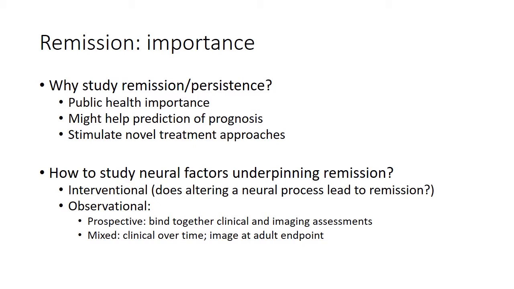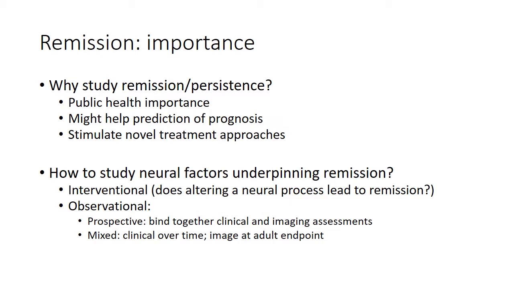So it's important to study outcomes because ADHD persisting into adulthood is common, and it's a major public health challenge. And understanding the processes that underpin different clinical outcomes might help provide biomarkers to help us predict these outcomes. And finally, understanding how remission occurs in some might give us new treatment ideas so we can accelerate processes of remission in all. So how do we do this?